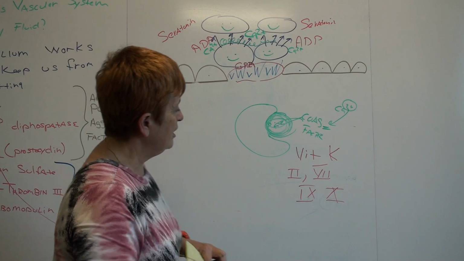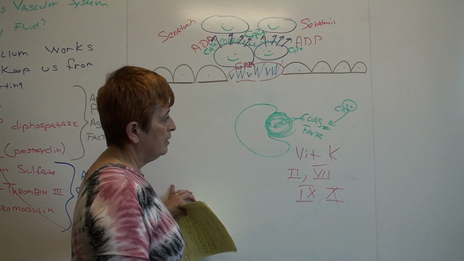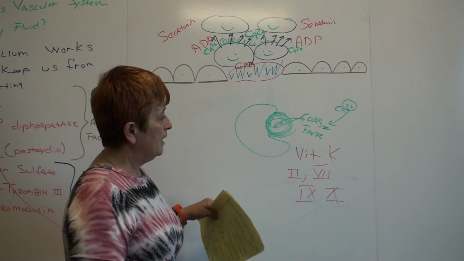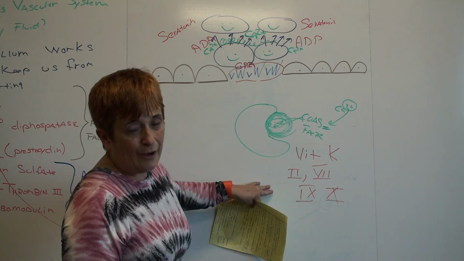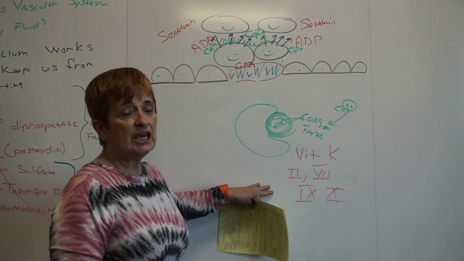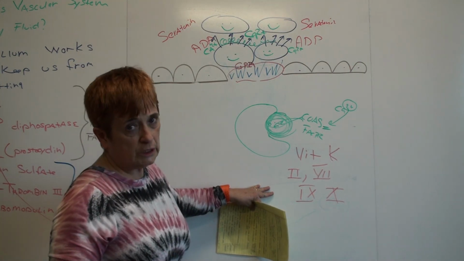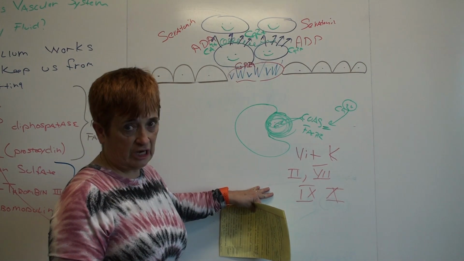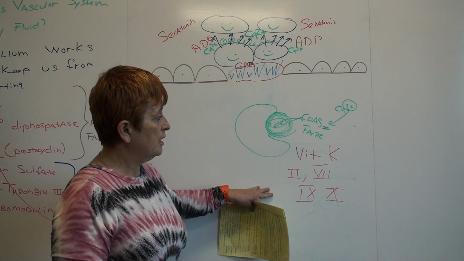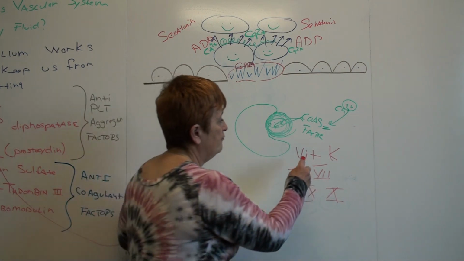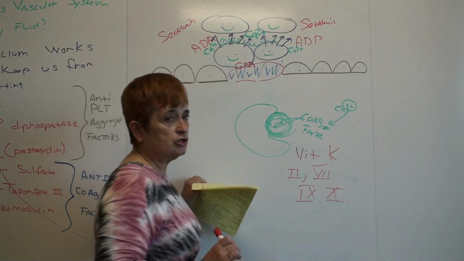2, 7, 9, and 10. All right, so when we have anticoagulants such as Coumadin, warfarin, etc., they inhibit the vitamin K factors. They take it out.